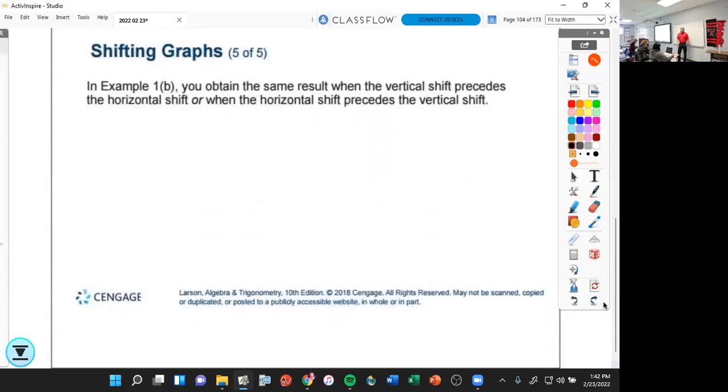So it doesn't matter if you do the vertical shift first or the horizontal shift first. It doesn't matter at all, right? If you move it, you move it. Horizontal first, vertical shift, doesn't matter. Okay.